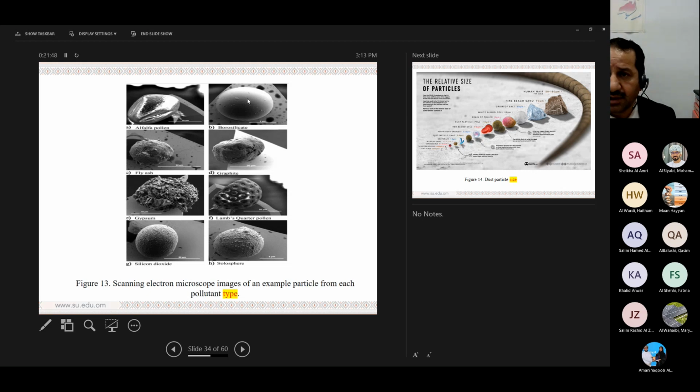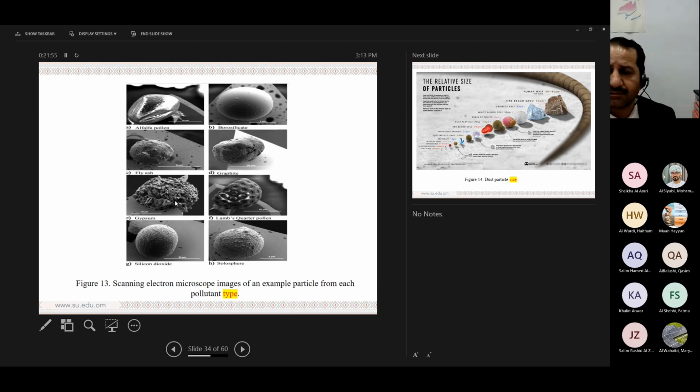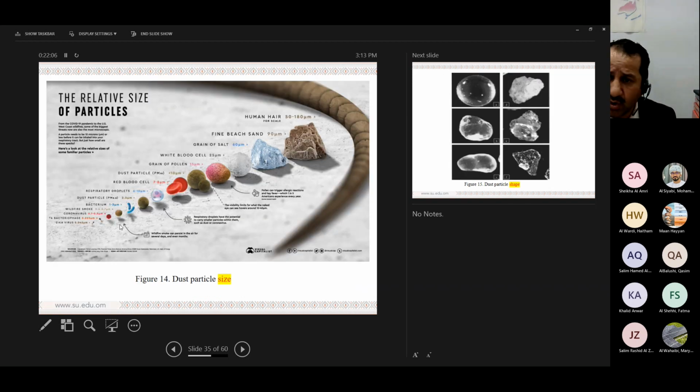Some of them are circular, some of them are jagged, with sharp legs and hands, and some are spherical, so the type also has an effect. Or they look at the size, small size versus large size. Each one has a different effect. For example, small size when it is accumulated, and you can see this in some of our publications.